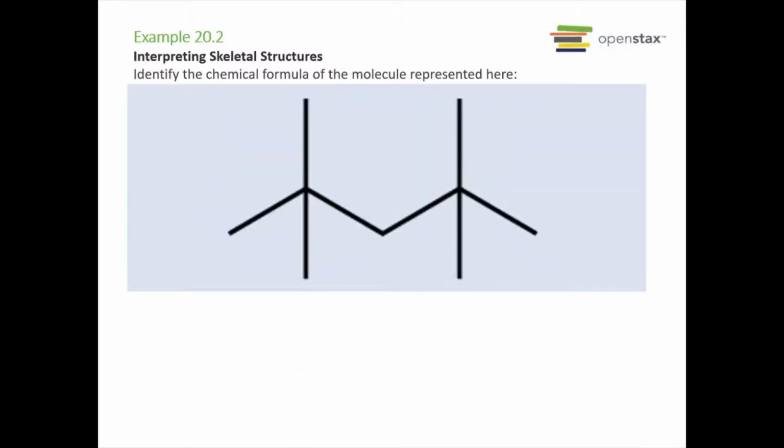Here's another example that wants a chemical formula. So let's go in and fill in our carbons. We have 1, 2, 3, 4, 5, 6, 7, 8, 9. Whoops. 9 carbons. So we know we have a C9. Now we'll start filling in our hydrogens. Actually, I'm going to kind of draw these condensed.